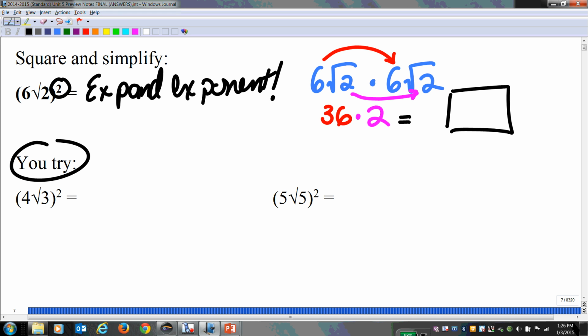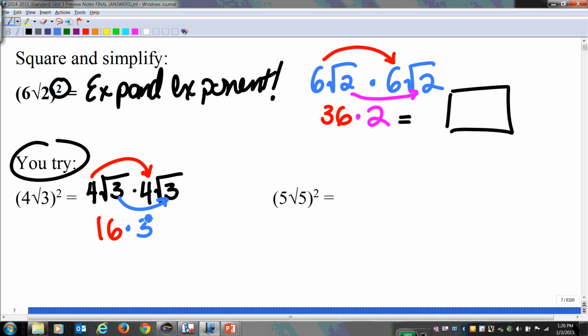All right, let's check this out. 4 root 3 times 4 root 3, 4 root 3 squared looks like this. Now we do outies. 4 times 4 is 16. Innies. Root 3 times root 3 is just 3. 16 times 3, 48.